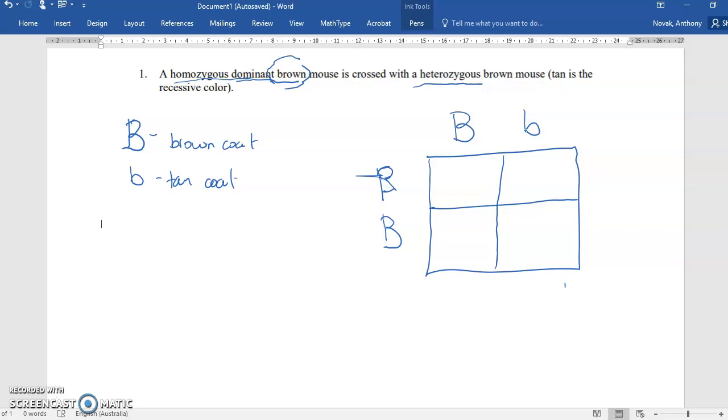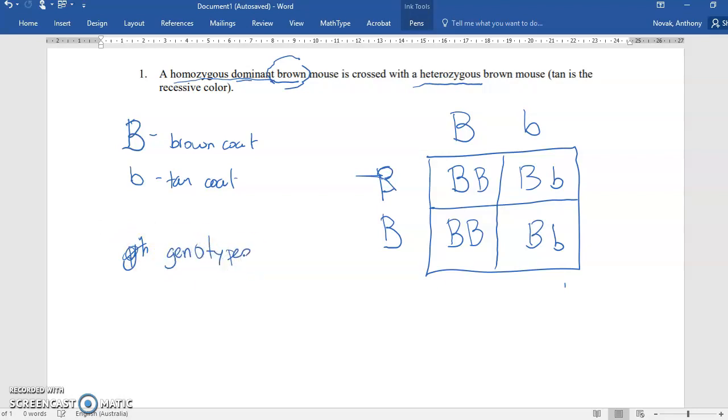Step 3 is complete the matrix or the Punnett. So going down vertically, you have capital B, little b, and going via the rows, capital B for both. So there's our third step. We now do our genotypes.